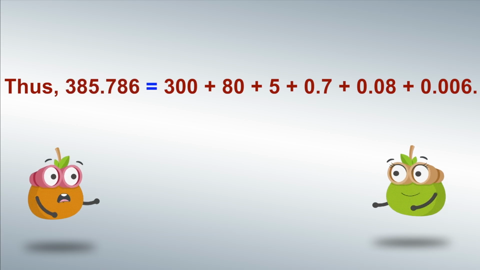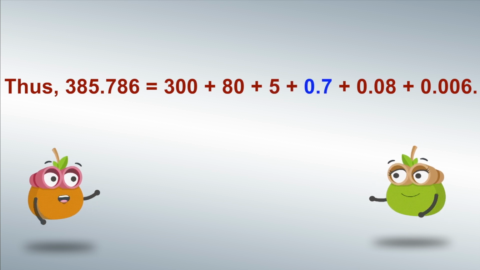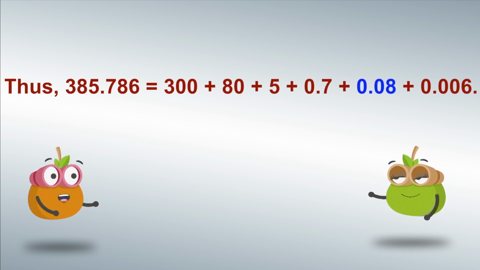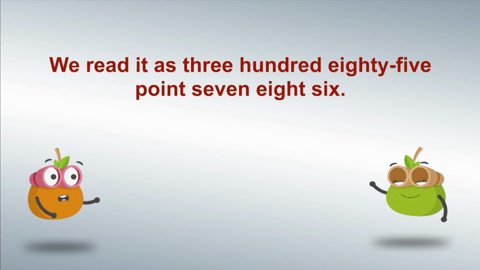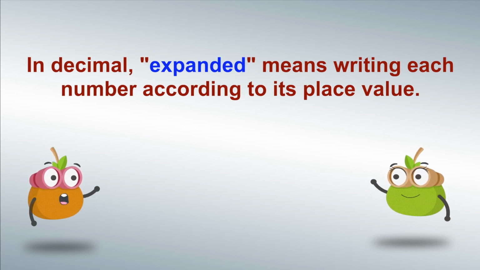Thus, 385.786 equals 300 plus 80 plus 5 plus 0.7 plus 0.08 plus 0.006. We read it as 385.786. In decimals, expanded form means writing each number according to its place value.